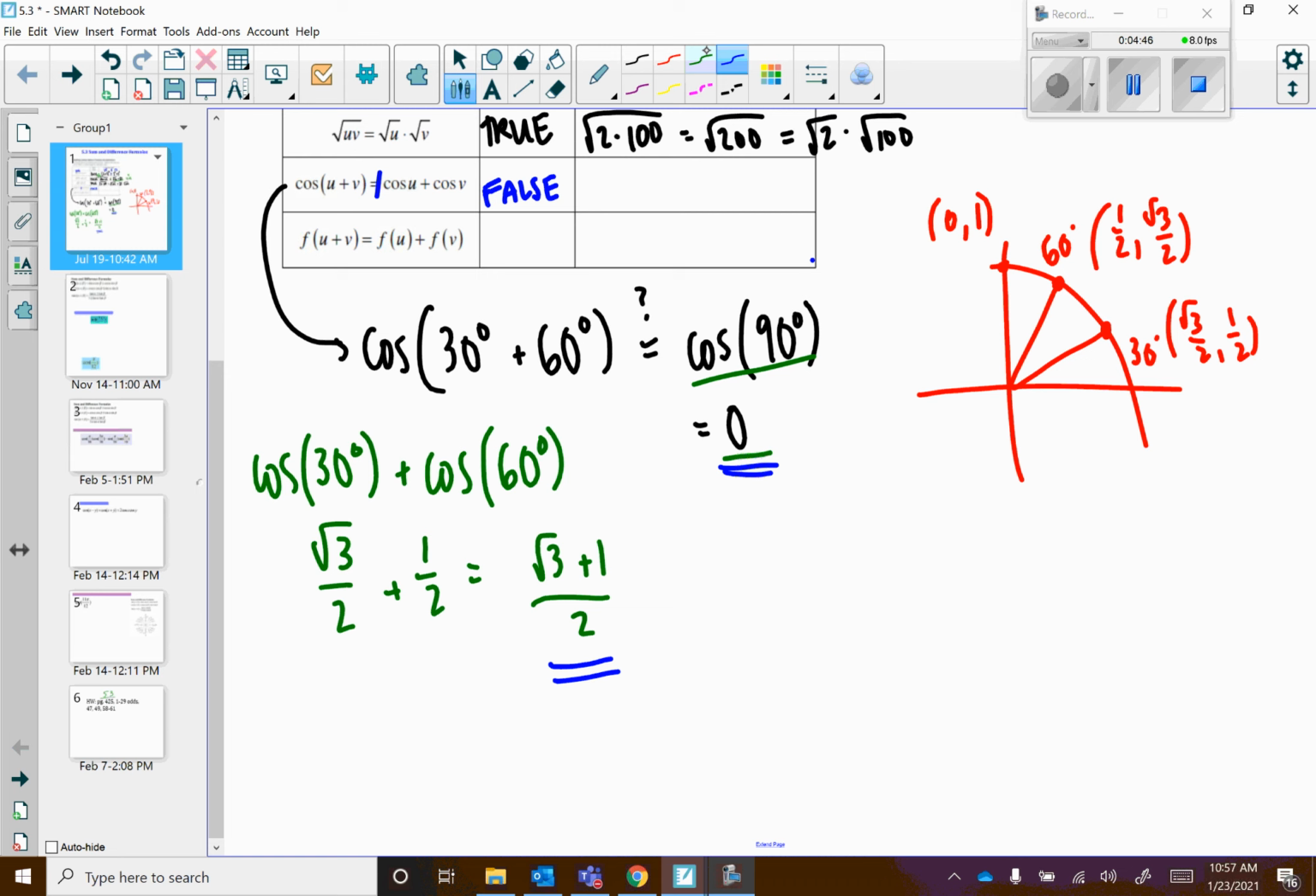And I'm not actually going to look at the next example right now because it's not totally necessary. So we just saw that cosine of 30 plus 60 is not the same as cosine of 30 plus cosine of 60. And we need to then look at some sum and difference formulas.